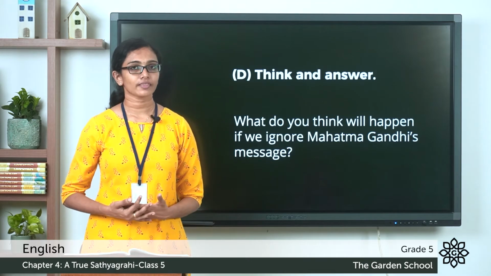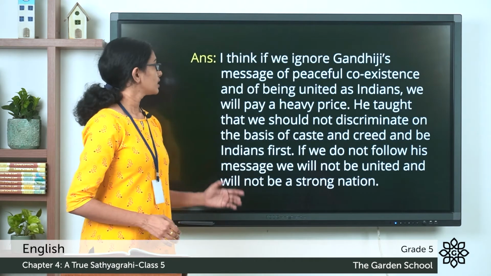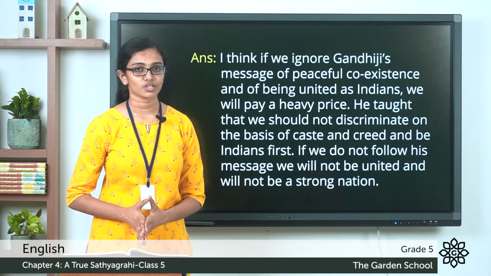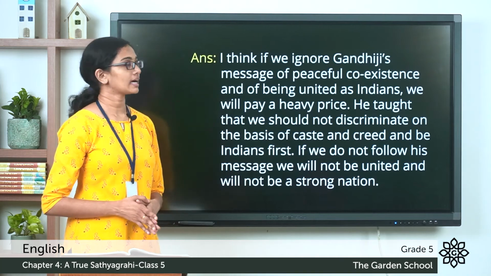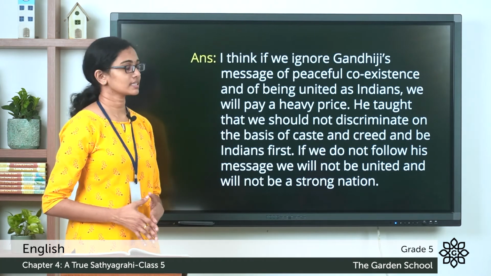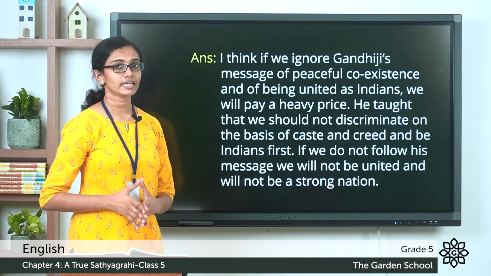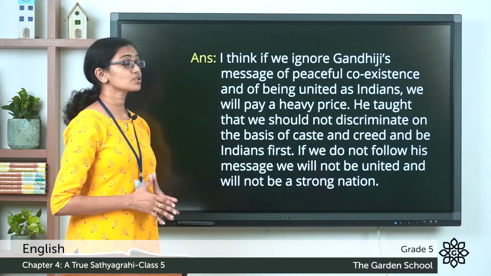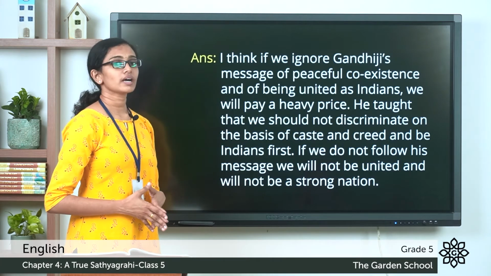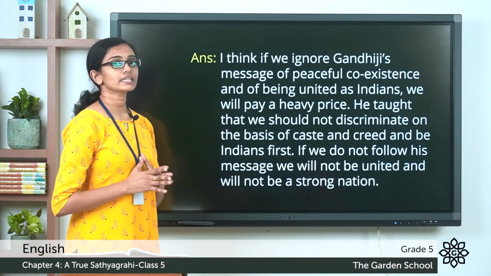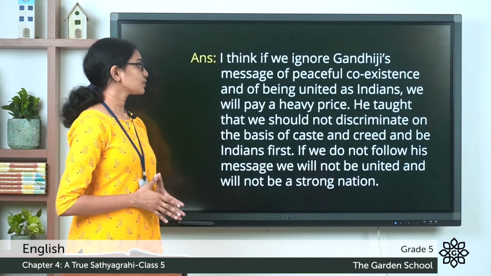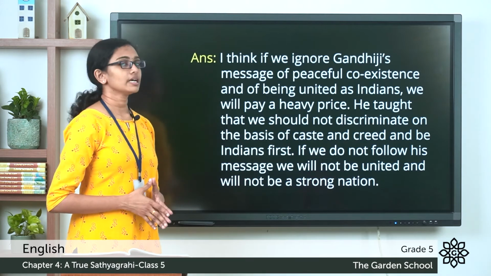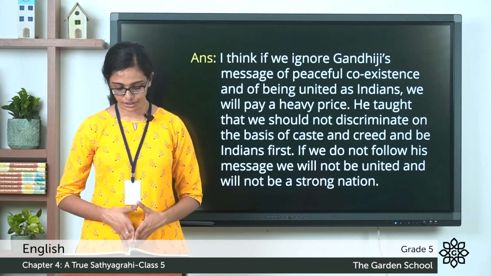Now let me share my thought on this question. So the question is, what do you think will happen if we ignore Mahatma Gandhi's message? I think if we ignore Gandhiji's message of peaceful coexistence and of being united as Indians, we will pay a heavy price. He taught that we should not discriminate on the basis of caste and creed, and be Indians first. If we do not follow his message, we will not be united and will not be a strong nation. So I hope this is clear to you.